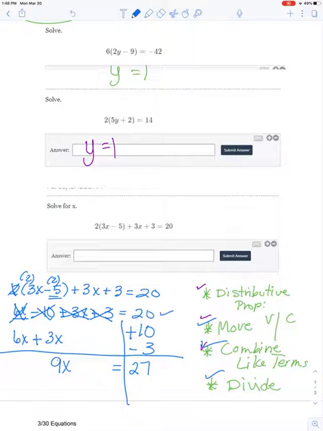And the last step on here, we're going to divide. So always divide by your coefficient. So 9 divided by 9 is 1, which leaves us with x. 27 divided by 9, everything's positive, so it all stays positive, is going to be 3.